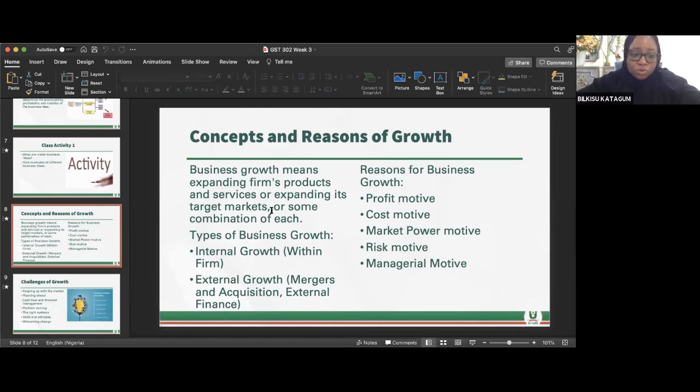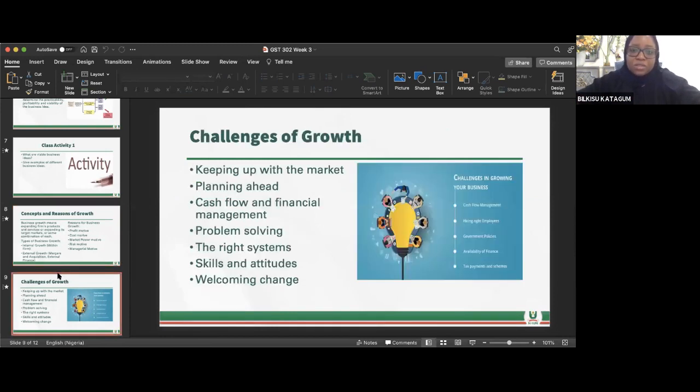With these two, you have challenges though. There's no way around it. Any business that is trying to grow, you're still going to meet challenges at the end of the day. The first thing is keeping up with the market. You're trying to keep up with what is going on. And that's one of the problems that some businesses have.